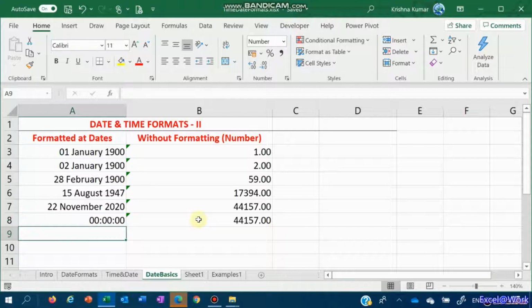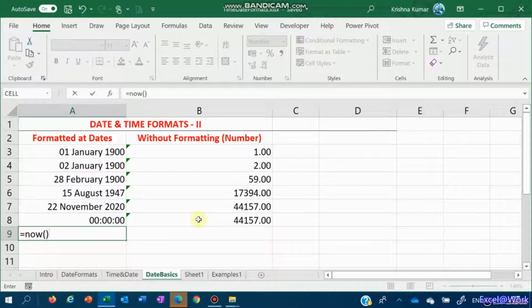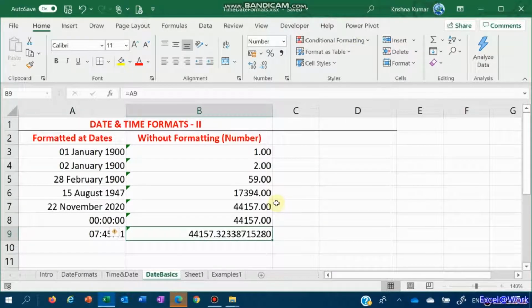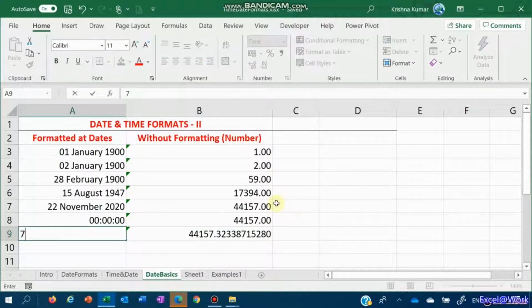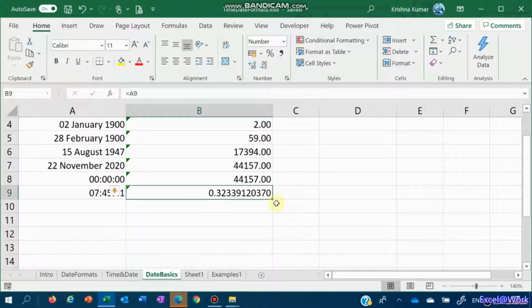So when I say the present time, that is I use the now formula and then treat this as time. It is 7:45:41. So I'll try to freeze it. Let us make it 7:45:41. So this is 0.32339120370. How does this work first? This portion represents the time without the date.